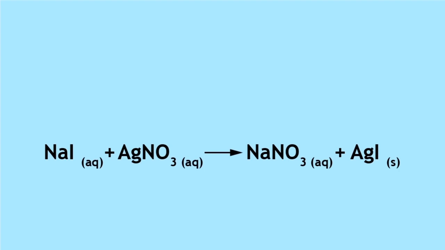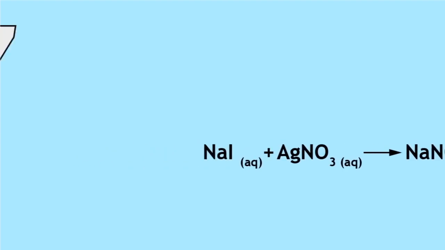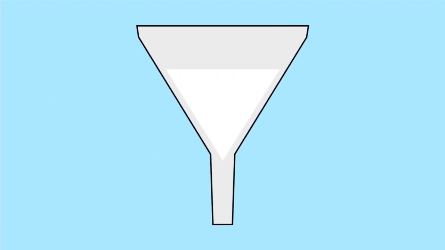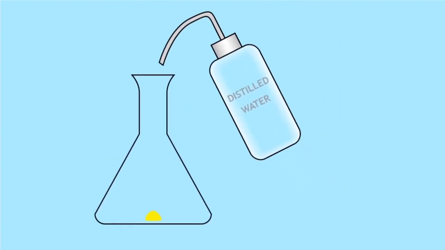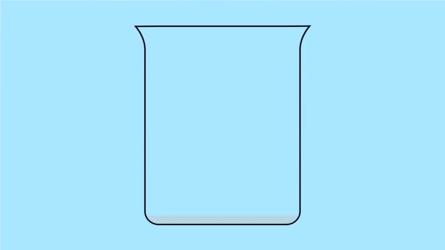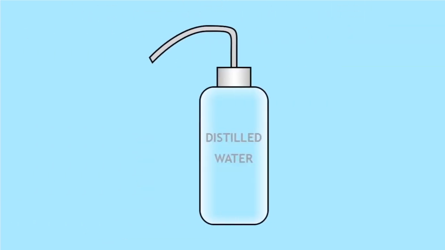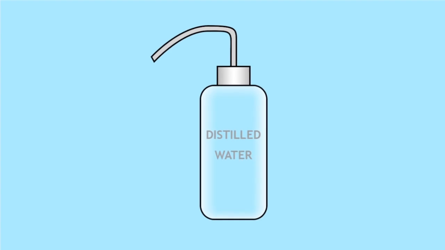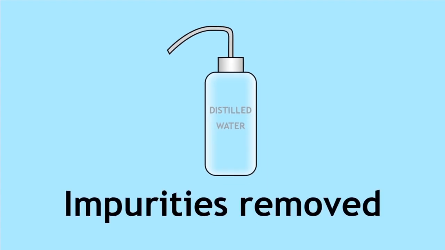To isolate the silver iodide precipitate, we filter it through a funnel lined with filter paper. Since it is insoluble in water, we can rinse the contents of the beaker with distilled water to ensure that we get all of the precipitate produced. Distilled water is simply water with most ion impurities removed. This filtration process separates a solid from a liquid.